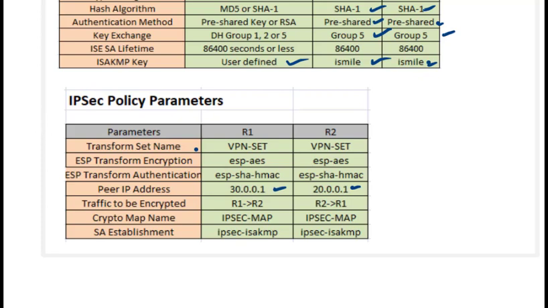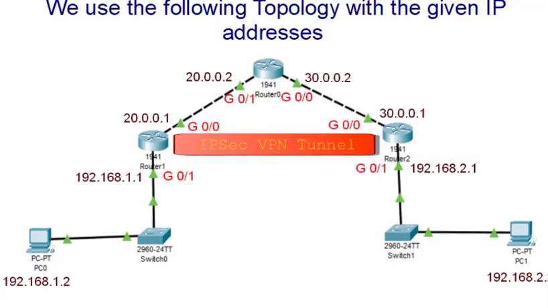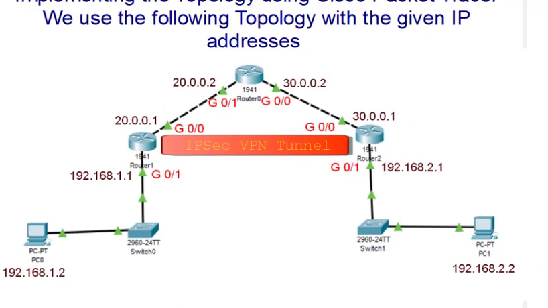Now let us start with Cisco Packet Tracer and do the configuration. Before starting with the configuration, we must first see this particular topology. Here we can see that there are two PCs. The IP address of the PC, as you can see, is mentioned, 192.168.1.2, and then we have a router at this point. This is the router.